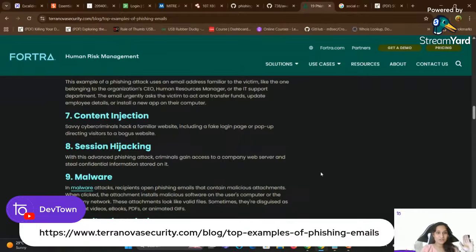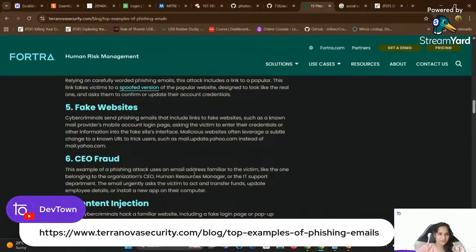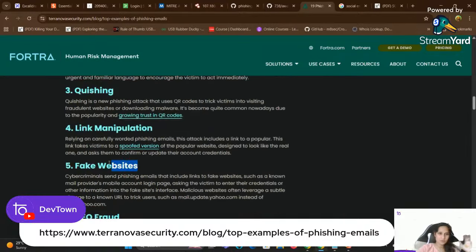And that's going to create a mess in your case. You will be boomed. CEO fraud, we have already discussed. Fake websites are, guys, one of the major reasons that people fall into the trap. Link manipulation, we have already discussed how people just fall into the trap of the spoofed version of the website. And you can say link manipulation.